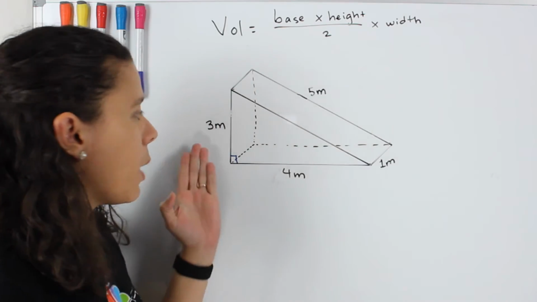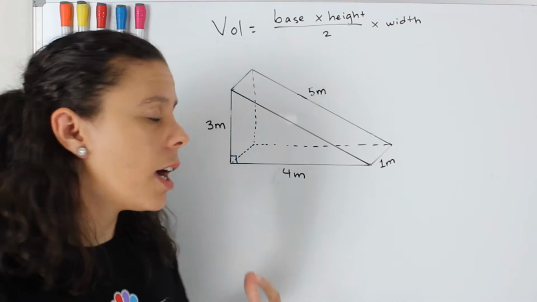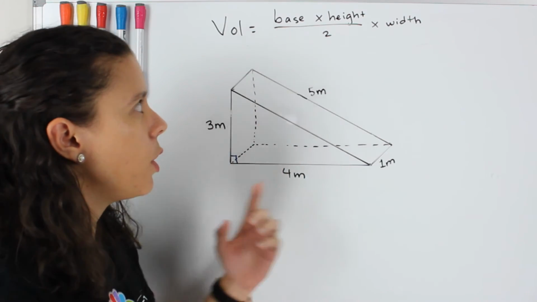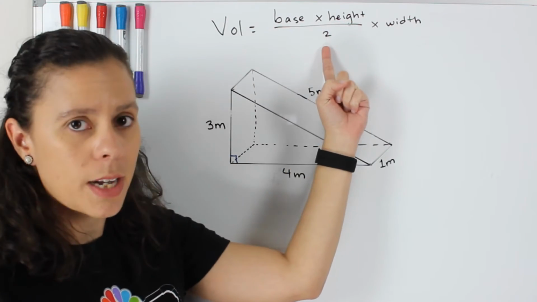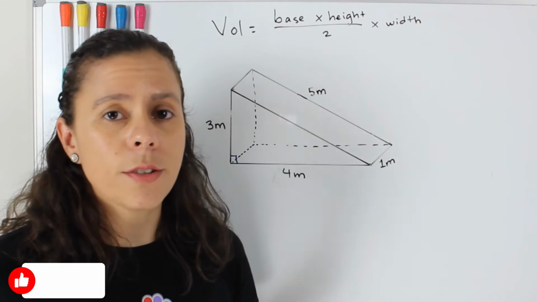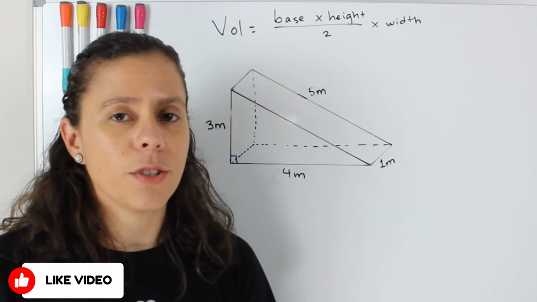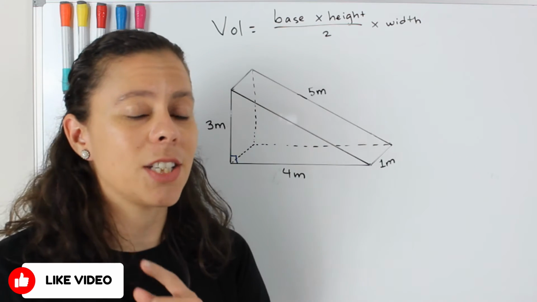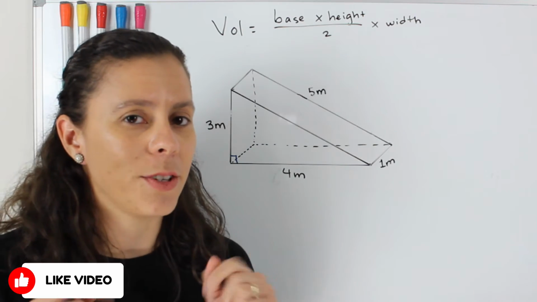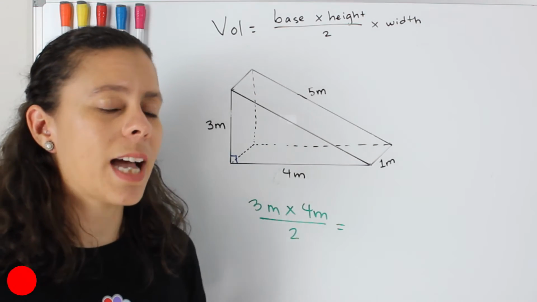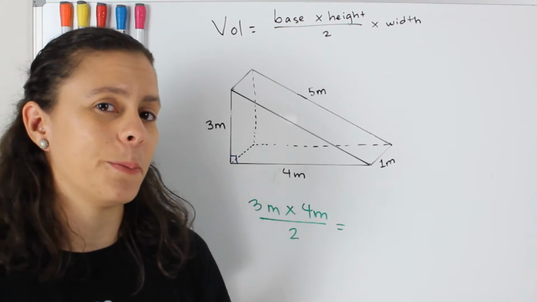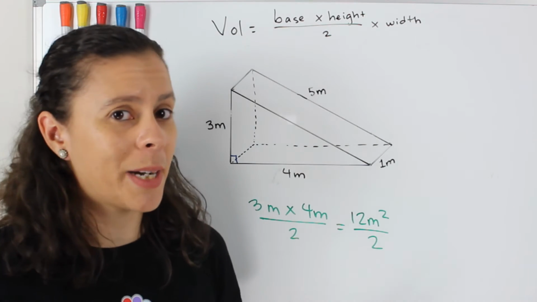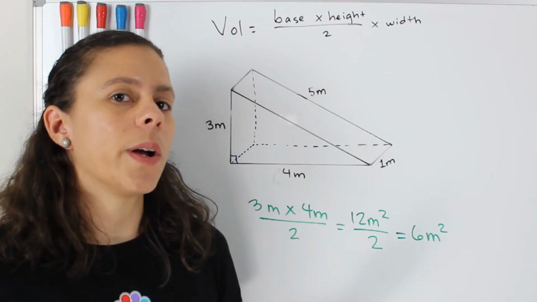So what I would do first is find the area of the triangle. If you notice, it's the base times the height divided by 2. And I explain in the video where we find the area of the triangle why that is. So if you haven't checked it out, make sure to check it out after this video. So we have 3 meters times 4 meters divided by 2, which is 12 square meters divided by 2, which is just 6 square meters.